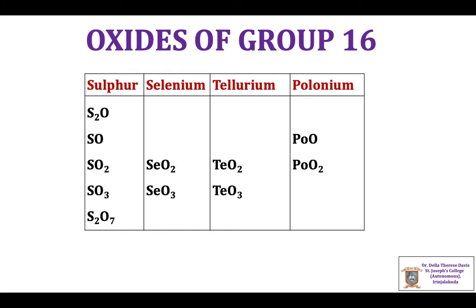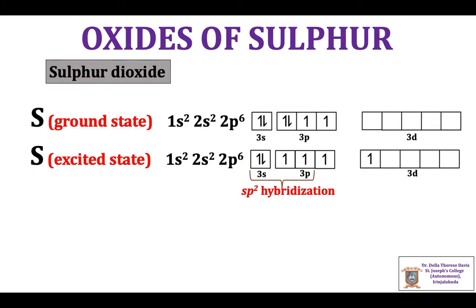Selenium forms SeO2 and SeO3. Tellurium also forms dioxide and trioxide. Polonium forms mono and dioxides. Let us discuss the structure of sulfur dioxide and sulfur trioxide.